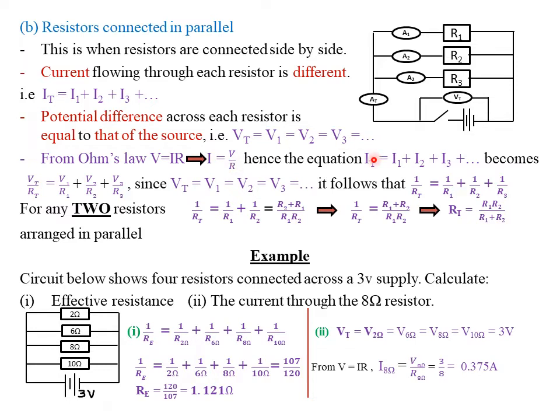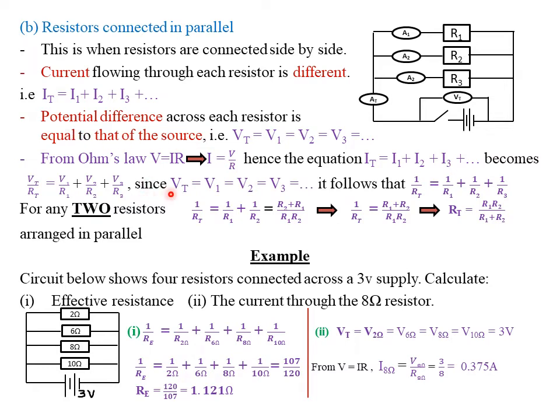So I total will be V total over R total, plus I1 will simply be V1 over R1, then I2 shall be V2 over R2, then I3 shall be given by V3 over R3. But since for parallel connection, V total is equal to V1 is equal to V2 is equal to V3, because we have said that for parallel connection, the potential difference across each resistor is equal to that of the source.